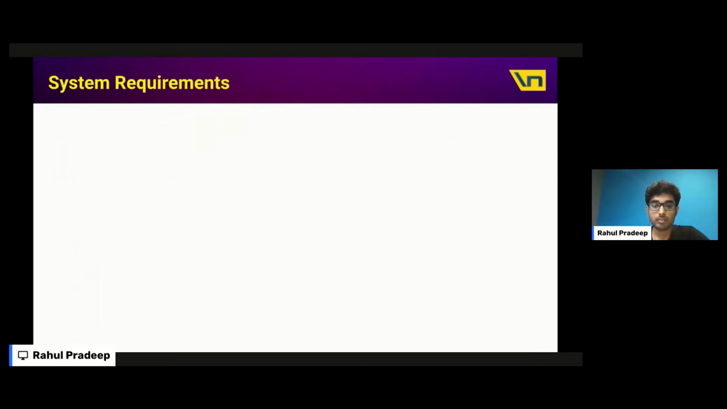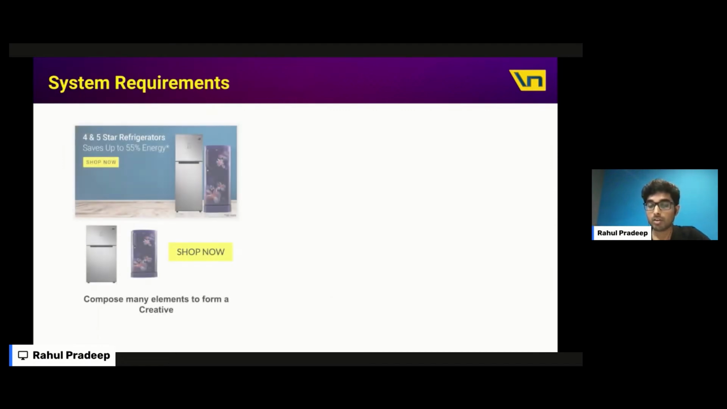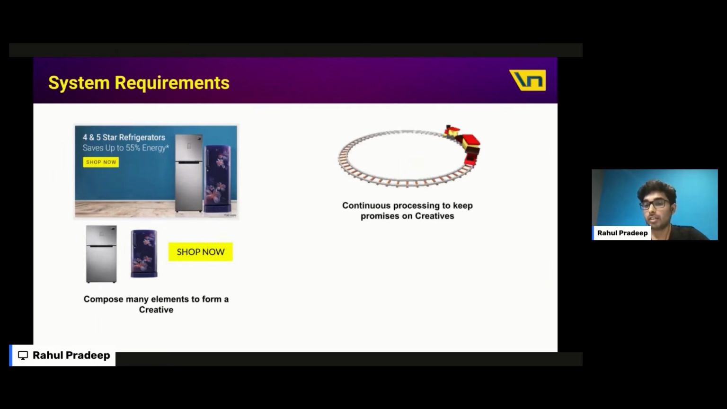Now that we have seen all these capabilities that Morpheus provides, let's look at what the system requirements are from these capabilities that we have seen. Clearly, because a creative itself has a bunch of elements in it, and we need to compose it to form a final creative, we need composability, and we need to do that very efficiently, right? And then we need to make sure that the pricing changes and the product availability changes are updated correctly on my creative as well. So we need continuous processing here and continuous update of these creatives whenever a change occurs, right?